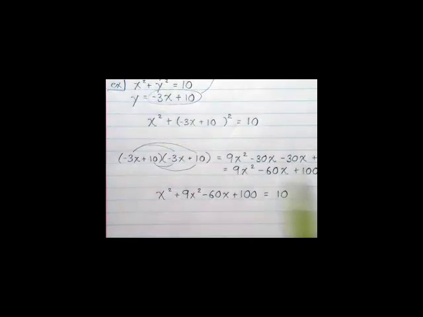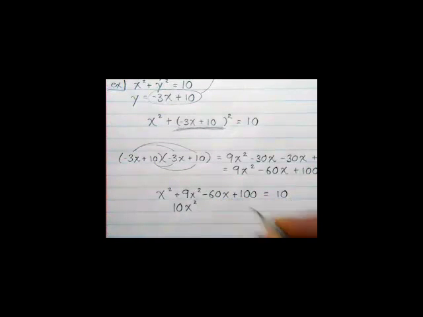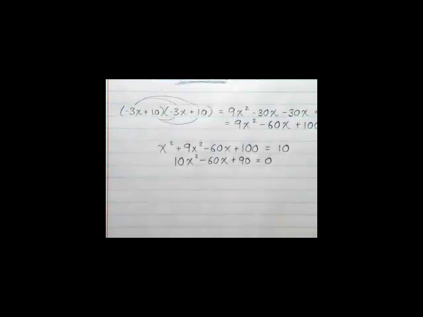Because this came from this, right? Yeah, so now we have to start combining some like terms just to simplify this. So we've got 10x squared minus 60x. And then if we take this 10 and subtract it over, plus 90. Question? Yeah, I guess so. All right, so I've got 10x squared minus 60x plus 90.